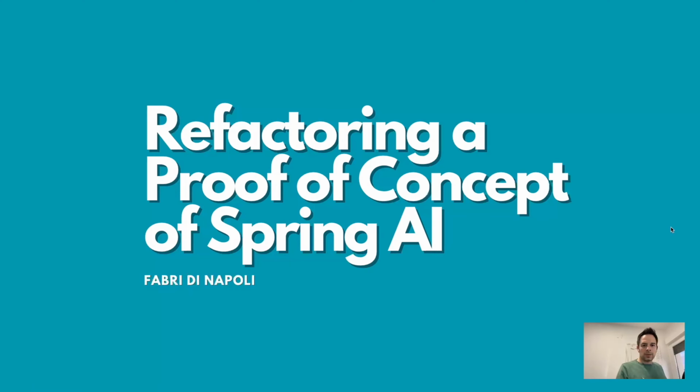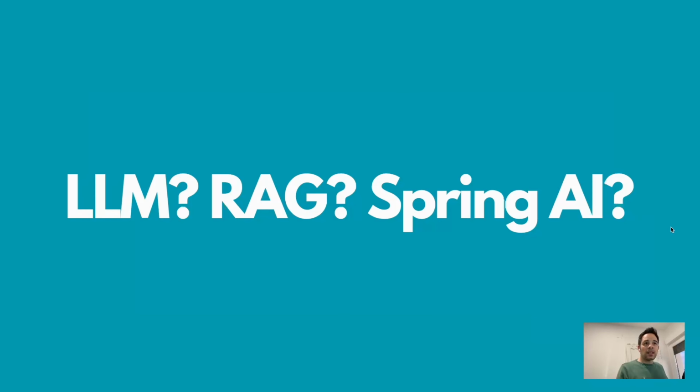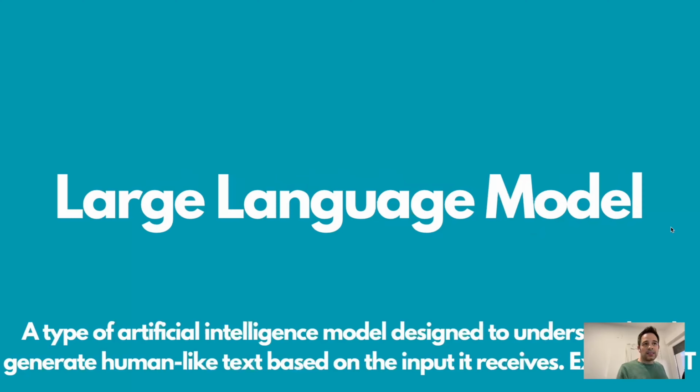Welcome to this video. It's about refactoring a Spring AI proof of concept by Josh Long that he published a couple of months ago on his channel. As you can see, it's an LLM RAG with Spring AI. But what is all this? LLM, RAG, Spring AI. An LLM is a large language model, a type of artificial intelligence model designed to understand and generate human-like text based on the input it receives. For instance, I think everyone knows ChatGPT.